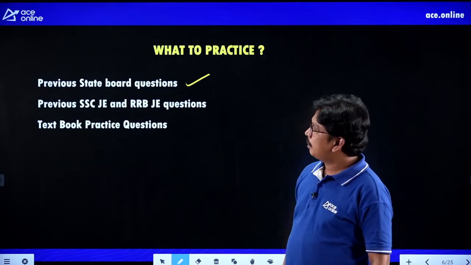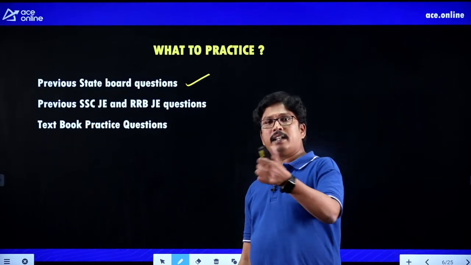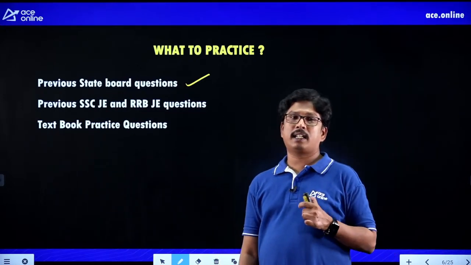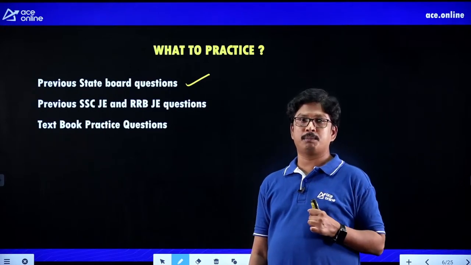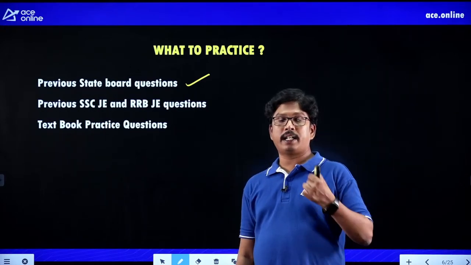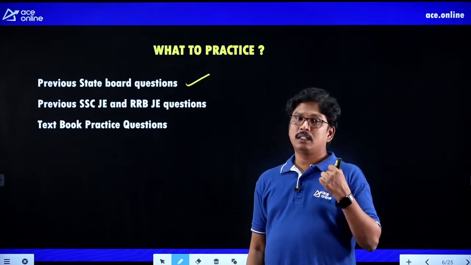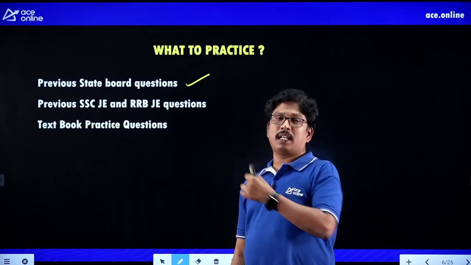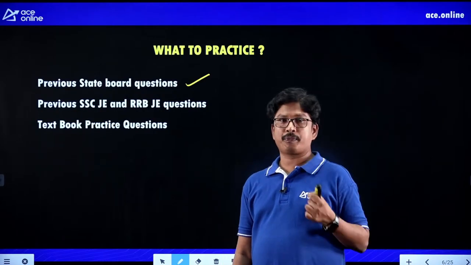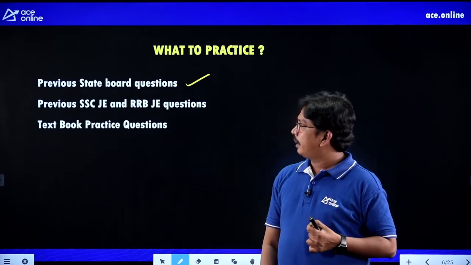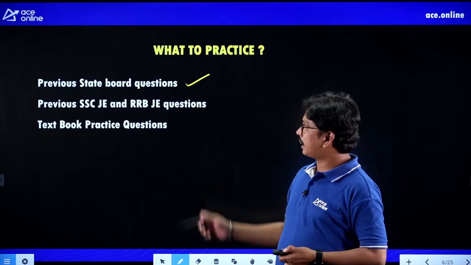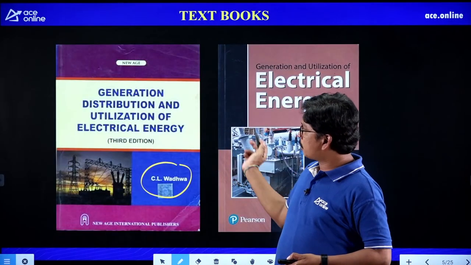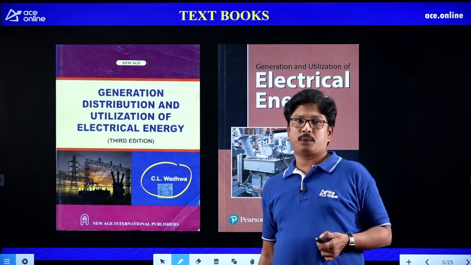Clear? And previous SSCJE. In SSCJE and RRBJE, utilization of electrical energy is one of the major important subjects. They are majorly concentrating on those concepts. Particularly in RRBJE, they are asking more questions related to traction systems. And textbook practice questions: these are the textbooks we have taken. From these two textbooks, practice more number of questions.